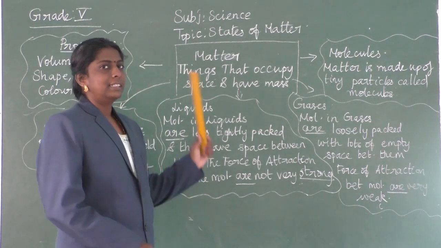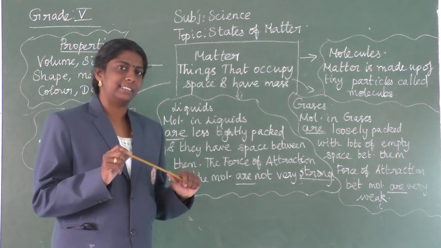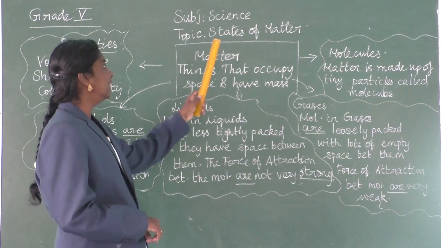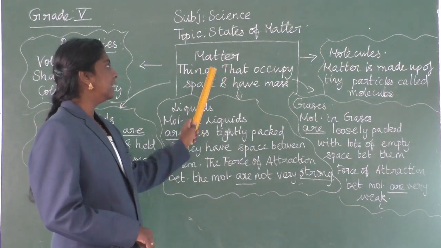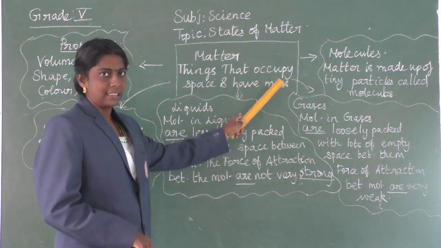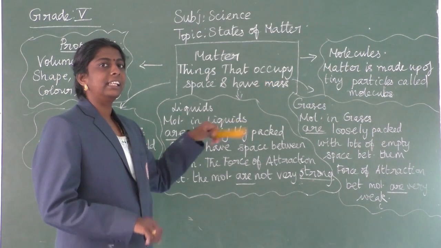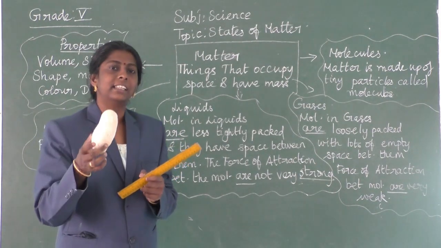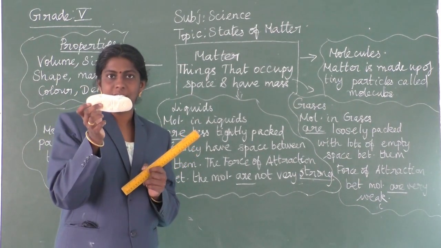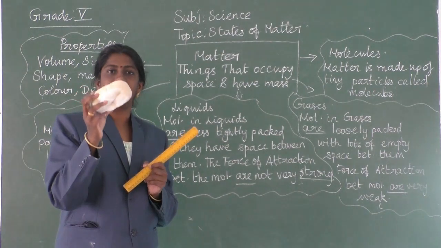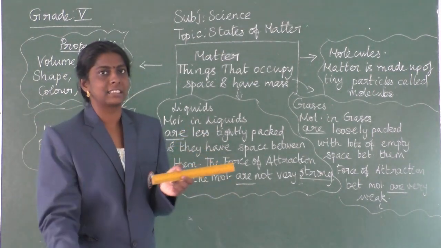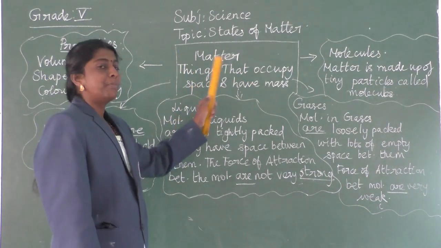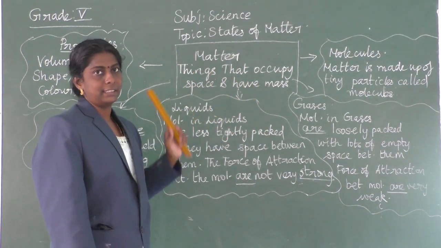So, the chapter is about states of matter. What do you mean by matter? Matter is nothing but the things that occupy space and have mass. Anything, say the scale or a chalk or duster, will occupy some space and has its own mass. So, things that occupy space and have mass are said to be matter.